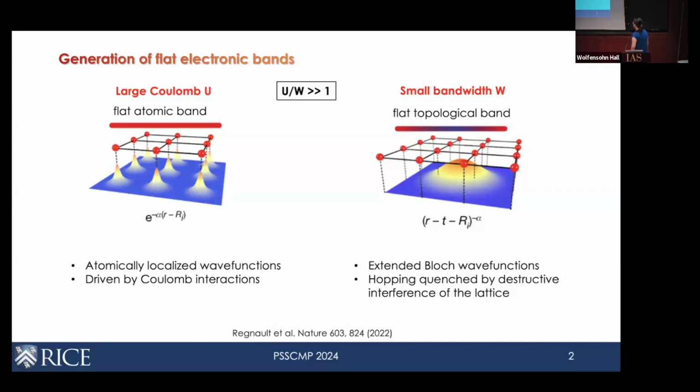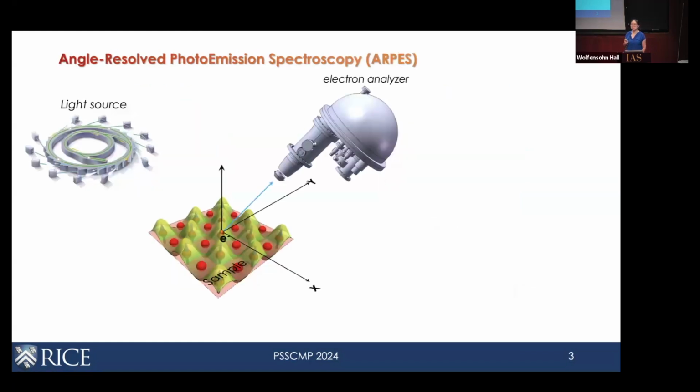What I want to emphasize also is that even though you get flat bands in both cases, they are very different objects. And we can study these objects using spectroscopy. And so most of what I'm going to tell you about are results measured by this technique of angle resolved photoemission spectroscopy, or ARPES.